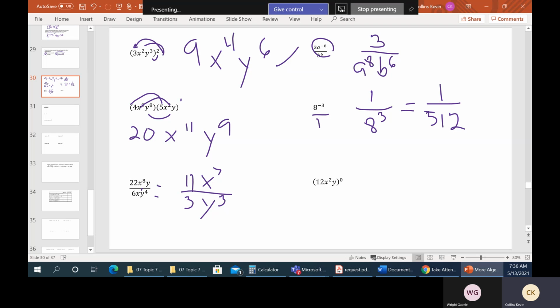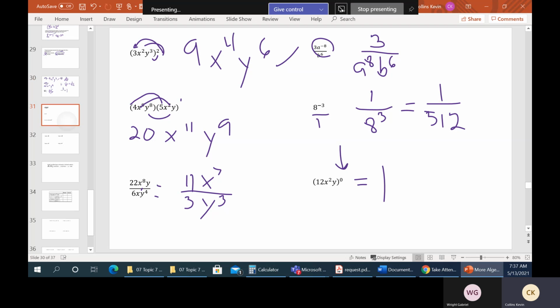And the last one's super easy. Anything raised to the 0 power is 1. And that's it. Questions on any of those? You cool? All right.